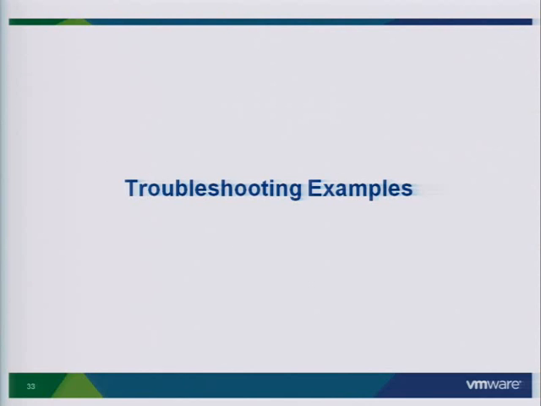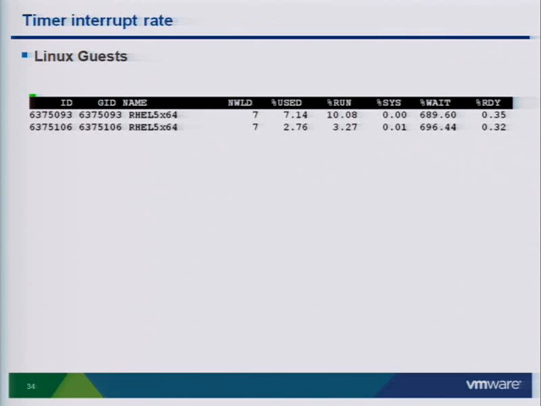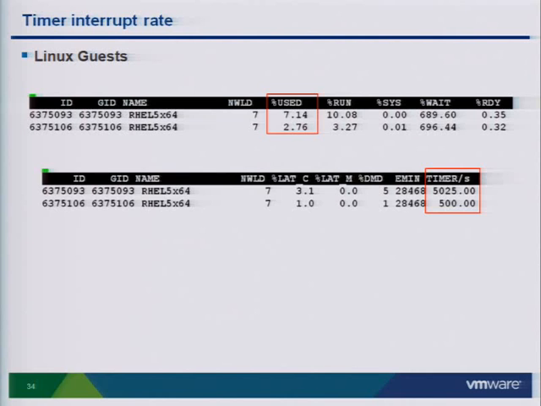So I'm going to jump into the troubleshooting examples. The first example I have is two Linux guests, and they are exactly identical Linux guests in most ways, but I'll point out one difference. They have different CPU utilization. One is using 7%, and one is using 2%, and these are completely idle VMs. So why would two identical idle VMs consume different CPU cycles? The clue is this particular counter, timers per second.